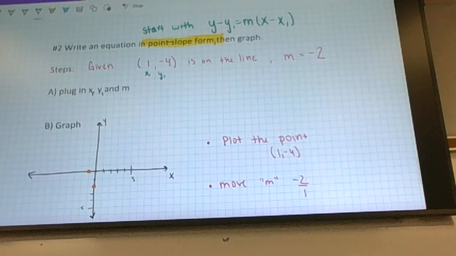All right, here's our equation. It says the point is 1, -4, and m is -2. So it's going to be y minus -4 equals -2, x minus 1. I plugged in x1, y1, and I also put the m in the m spot. That's it, just plug it in.